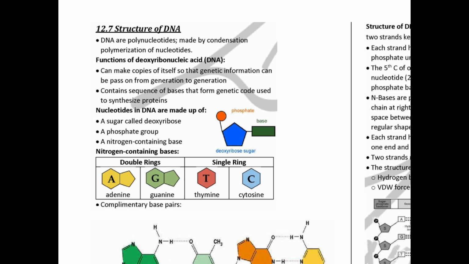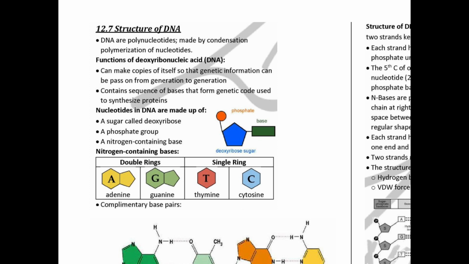So for example, let's say to make hair, either straight hair or curly hair, the DNA contains genetic code that will make the hair either curly or straight. So it is in the genetic code. And then next point, nucleotides in DNA are made up of, okay, nucleotide, remember nucleotide is the monomer.